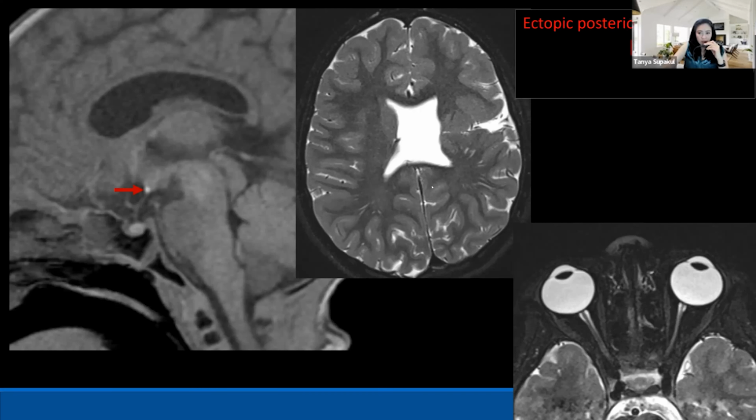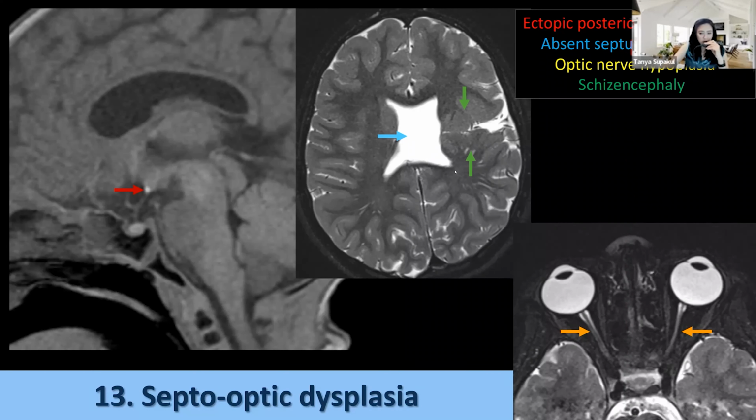And then you check on the axial image. There is absence of the septum pellucidum. So when you have that abnormal ectopic location of the posterior gland and absent septum pellucidum, you need to think about septal-optic dysplasia. And when you check the optic nerve, there is hypoplasia of the optic nerve. And then there are additional findings here, which is a CSF cleft between the ventricle extending to the subarachnoid space, and that cleft is lined with gray matter. So this is schizencephaly. So this patient has septal-optic dysplasia.